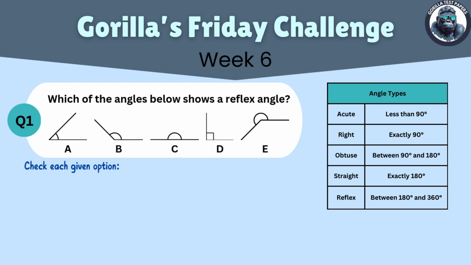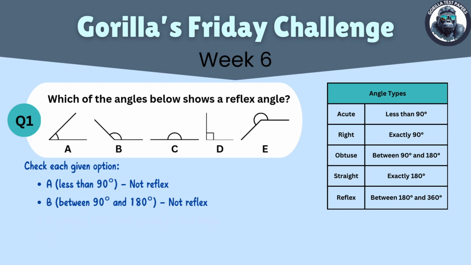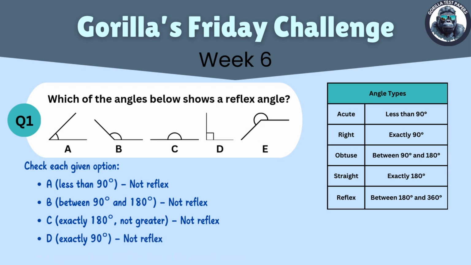So option A is less than 90 degrees, so therefore is not a reflex angle, but is an acute angle. Option B is between 90 degrees and 180 degrees, which is not a reflex angle, but is an obtuse angle. Option C is exactly 180 degrees, not greater, so therefore isn't a reflex angle, but is a straight angle. Option D is exactly 90 degrees, which is also not a reflex angle, but is a right angle.